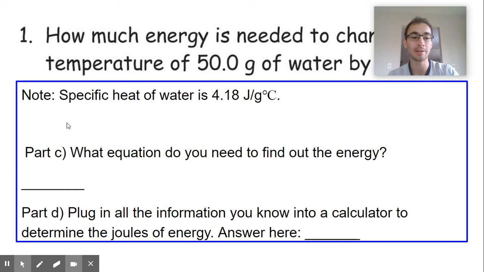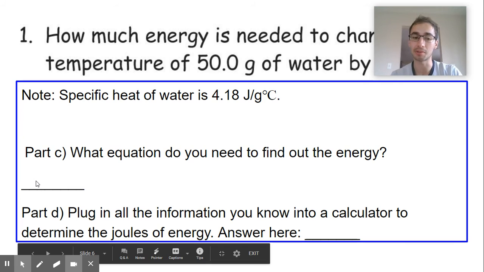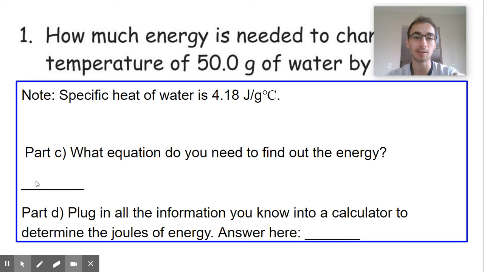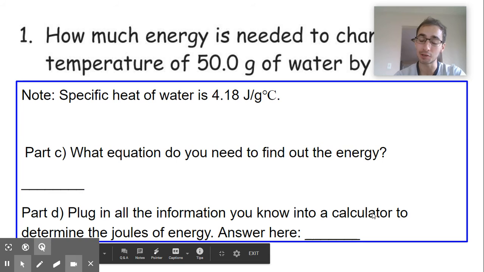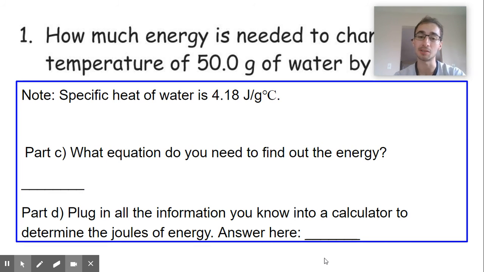But for this question, part C is Q equals MCAT, and then part D, just plug in all the data you know. Plug in your data for M and C and delta T, and then answer with how many joules of energy are produced. How much energy do you need to do that? You should get an answer between 3,000 and 3,200 joules.